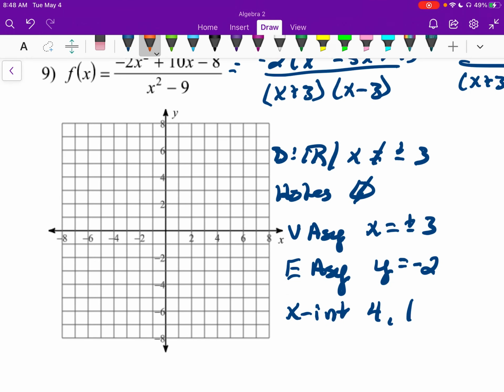So let's plot these things. Vertical asymptote at plus or minus 3, so we have one here and one here. End asymptote at -2. X-intercepts at 4 and 1.